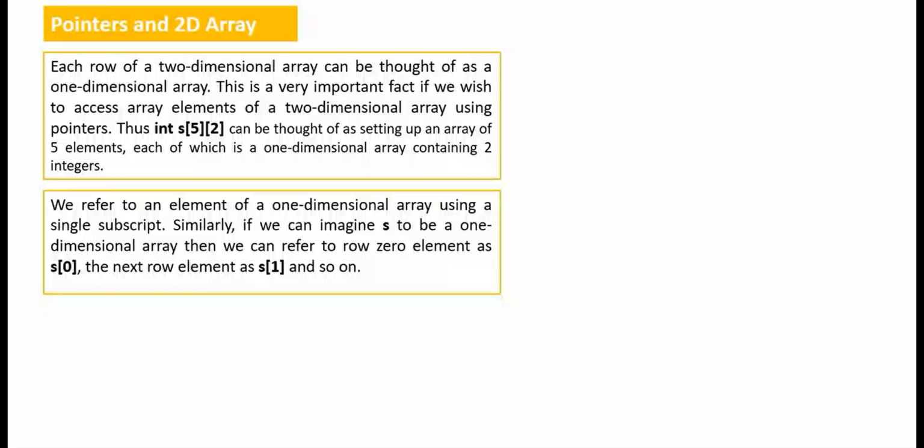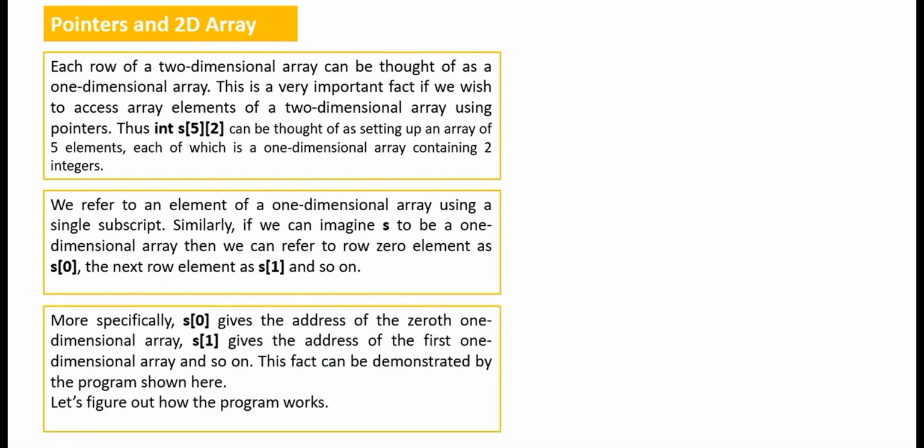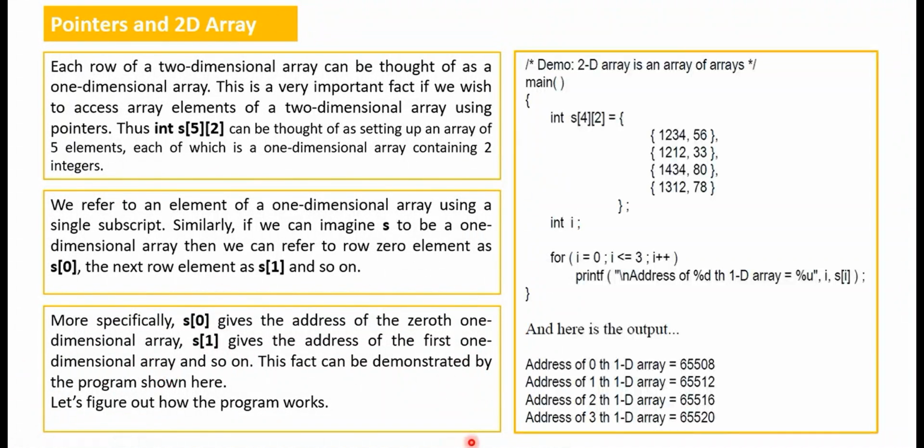Now we refer to an element of a one-dimensional array using a single subscript. Similarly, if we imagine s to be a one-dimensional array, then we can refer to the row 0 element as s[0], the next row element as s[1], and so on. More specifically, s[0] gives the address of the 0th one-dimensional array, s[1] gives the address of the first one-dimensional array, and so on. Now this fact can be demonstrated by the program shown here. Let's figure out how this program works. You will see here we have the array int s having 4 rows and 2 columns. So these are the values for row and column.